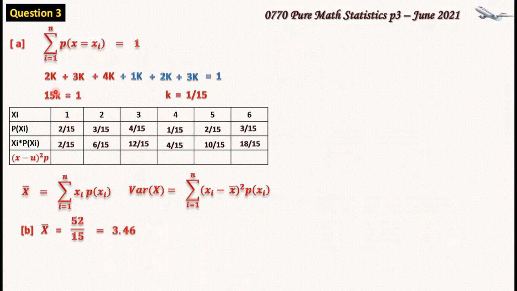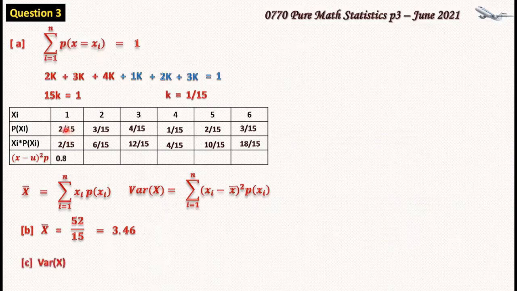And the next part of the question, that is C, is to calculate the variance. The variance is given by each score minus the mean score squared times the probability of that score. So the deviation of score squared times the probability. In this case, we begin with x equals 1. So 1 minus the mean, 1 minus 3.46 squared times the probability of 2 on 15.